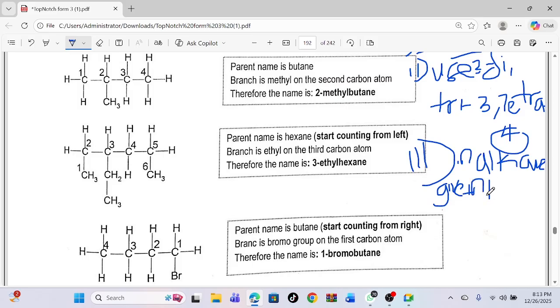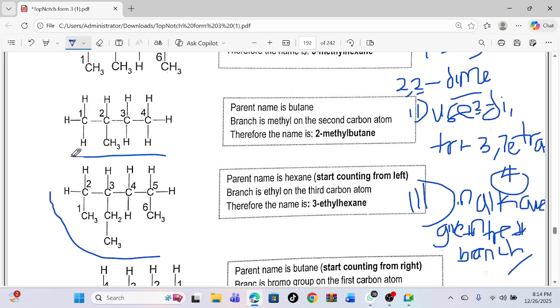For example, in alkanes we give the lowest number to the branch. We give priority to the branch in alkanes. For example, if we have this branch, look at this example.